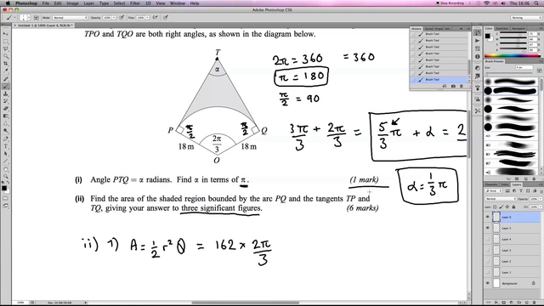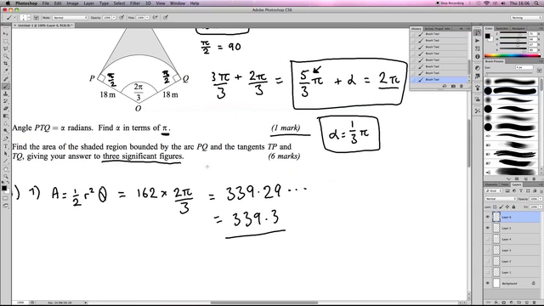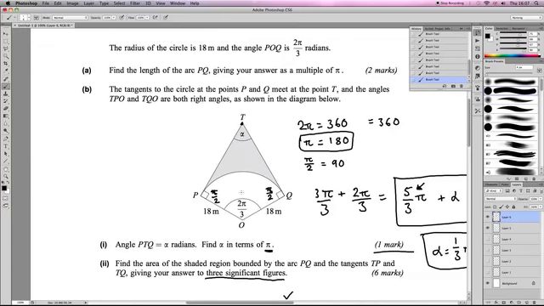I'm going to literally work it out. So that 162 times 2 pi over 3 gives me an area of 339.29, and so on. I'm going to round it up to 339.3. Now that will ensure me a couple of marks at least. I wouldn't be surprised if I got 1 mark here and 1 mark here. So I need to find 2 marks somewhere. The other 2 marks are for this ridiculous part here.